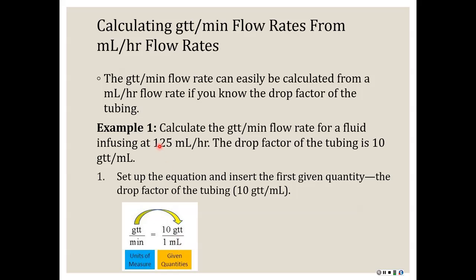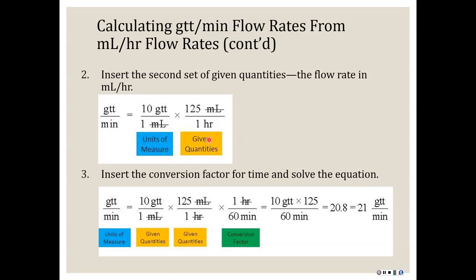I look up at my problem, and I have 125 milliliters per hour. Since I have milliliters down here, I know milliliters needs to go up in the numerator of this next equation. Then we are left with hours, and our problem wants minutes. So we need to convert hours to minutes. We have hours here, so we know hours needs to be up top then, and we have 1 hour over 60 minutes, and that's your conversion factor. So we have 10 times 125 divided by 60, and we get 20.08, and that equals 21.